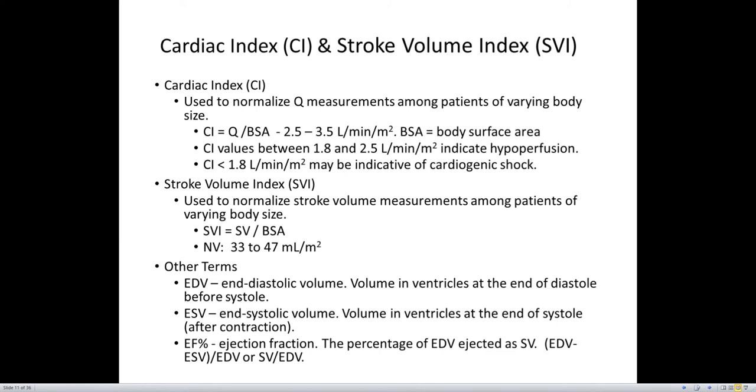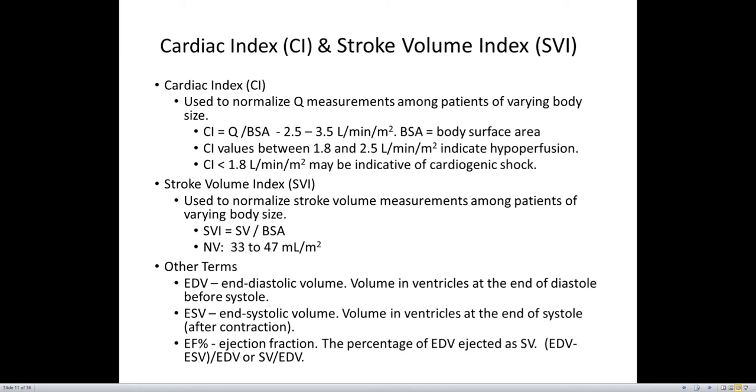Okay, some other terms to be familiar with are cardiac index and stroke volume index. Cardiac index is used to normalize cardiac output measurements among patients, and I usually like to say clients, of varying body size. Cardiac index is equal to cardiac output over BSA, and it's normally between 2.5 to 3.5 liters per minute per meter squared. A value between 1.8 and 2.5 liters per minute per meter squared indicates hypoperfusion. Anything less than 1.8 may be indicative of cardiogenic shock.